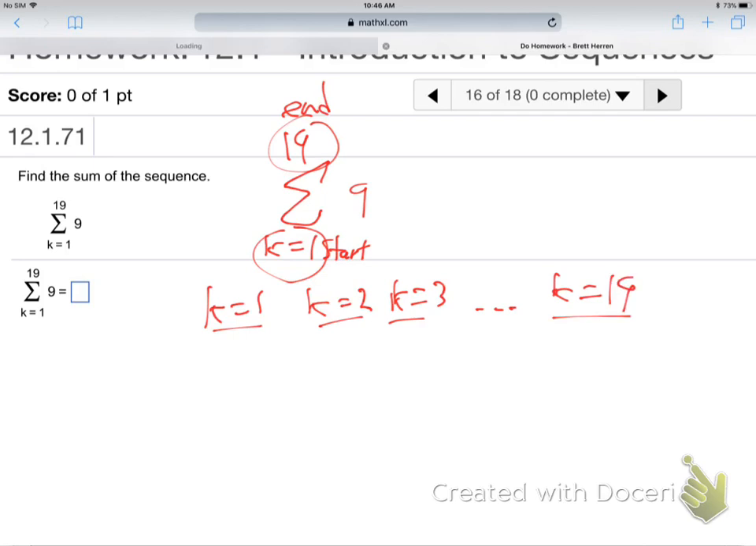It's just 9 times 19. Right? You start at 1, you go all the way to 19, and you plug in 1. You think, well, there's nowhere to plug in 1. So it's just 9. And then you plug in 2, there's nowhere to plug in 2. So it's just 9. Then you plug in 3, but there's nowhere to plug in 3. So it's just 9.